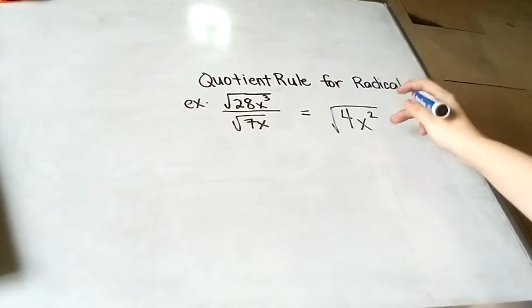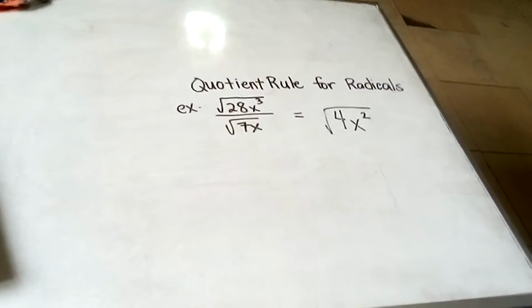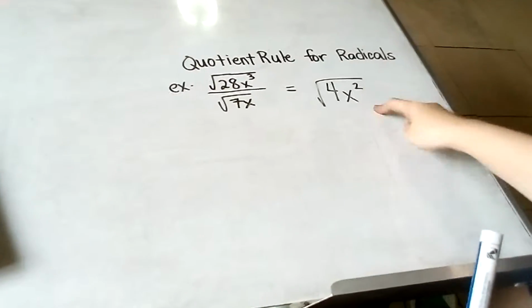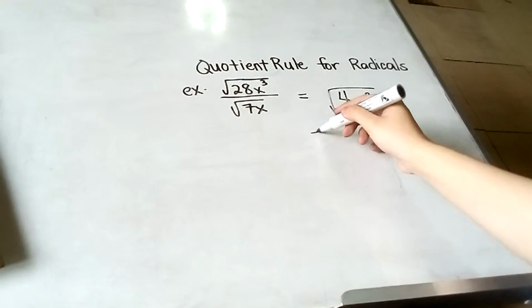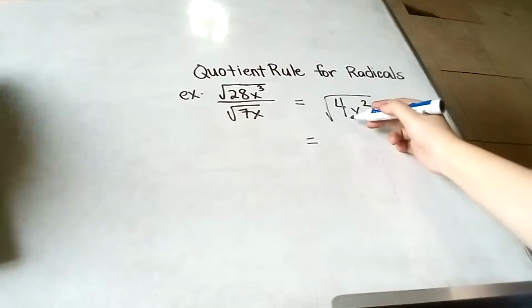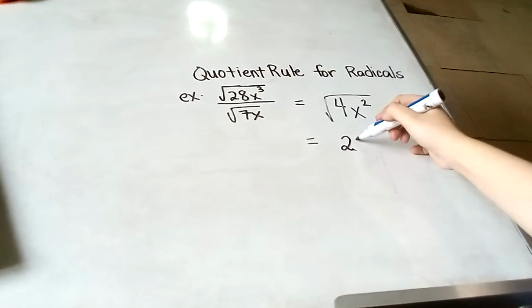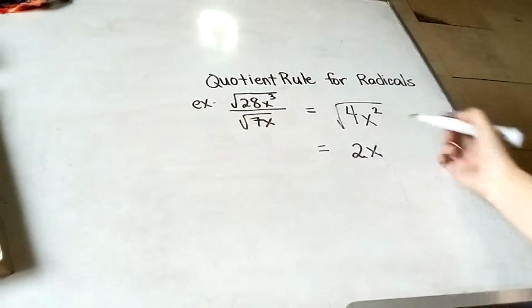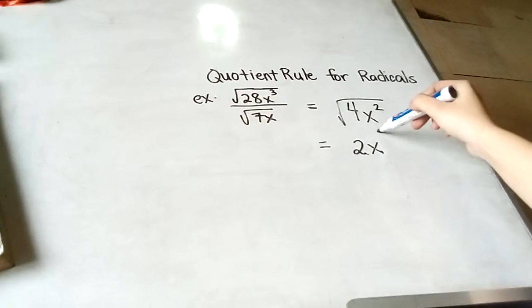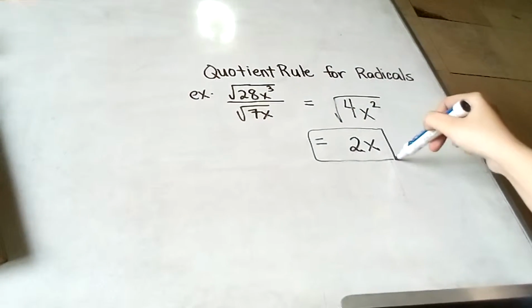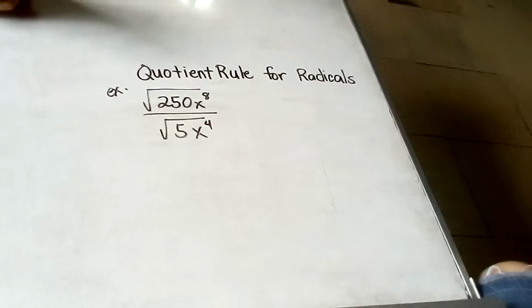Can this still be simplified? Yes. This is not the final answer. We can still simplify: square root of 4 is 2, and square root of x squared is x. So, 2x is the final answer. Did you get it?